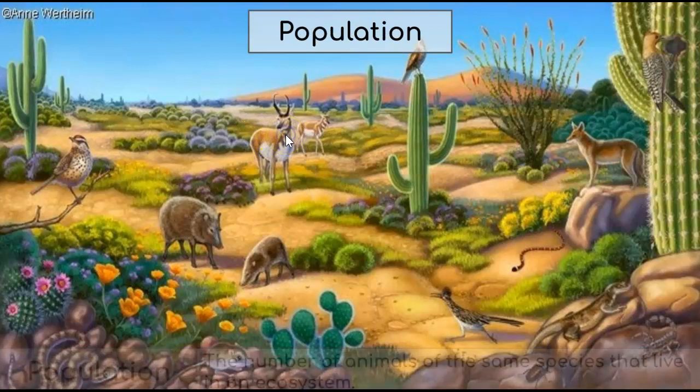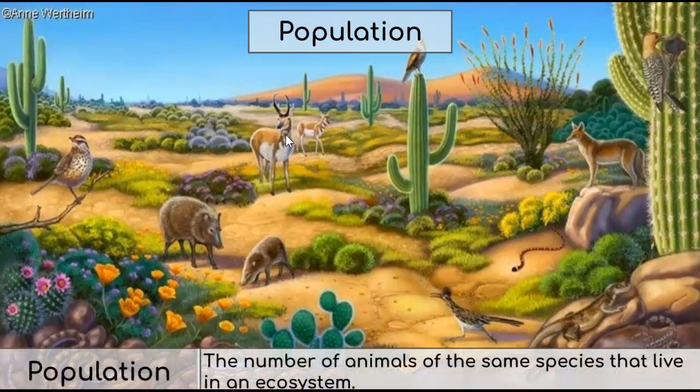Now, a population is the number of animals of the same species that live in an ecosystem. So in this picture, we see 2 pronghorns and 2 javelinas, but there's probably a lot more. Maybe there's 100 pronghorn that live around here. That would be the population of the pronghorn. Maybe there's 50 javelina. That would be the population of the javelina. There's probably 5 or 6 snakes in this area. That would be the population of the snakes. Maybe there's only 2 or 3 coyotes. That would be the population of the coyotes.